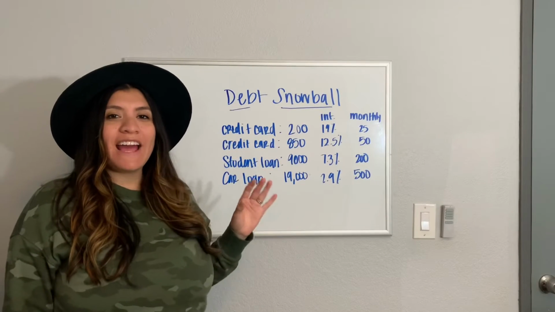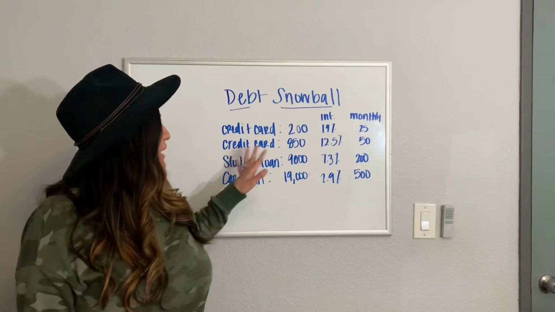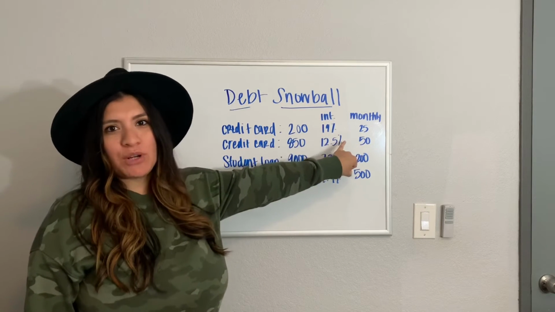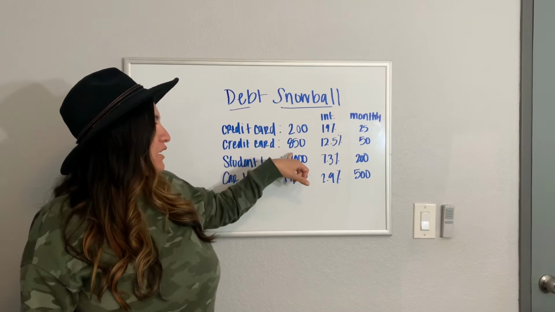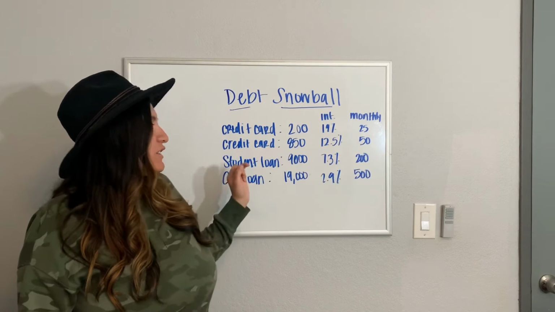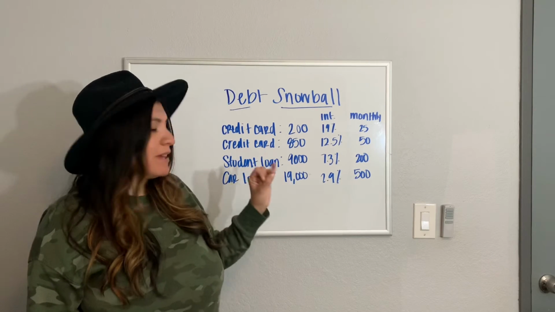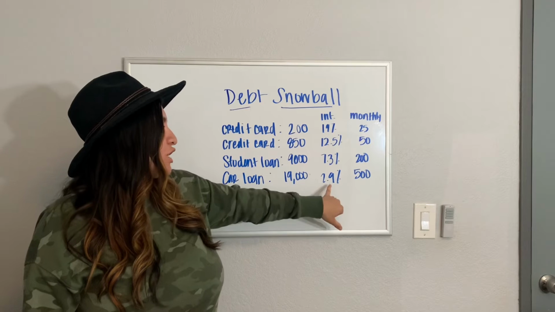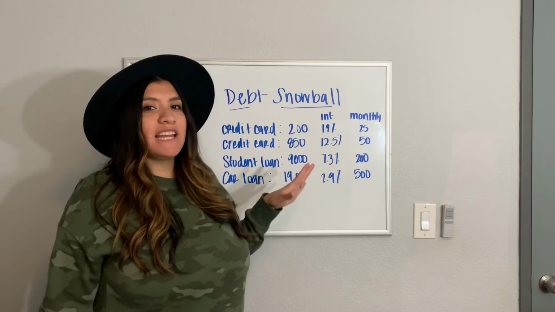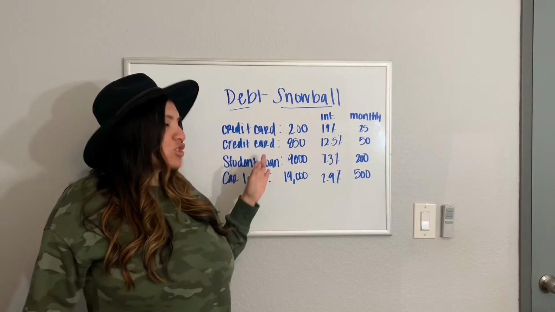So for the Debt Snowball, I have an example here of hypothetical numbers to look at when you are paying off your debt. For example, let's say you have a credit card with a $200 balance, your interest rate is 19, your minimum payment is 25. Then you have credit card number 2, $850, 12.5% interest and $50. Then you have a student loan of $9,000, interest of 7.3, and a $200 minimum payment, and a car loan of $19,000, 2.9 is your interest rate, and your minimum payment is $500. The difference here is on the Debt Snowball, your list of debt is organized by smallest to largest.